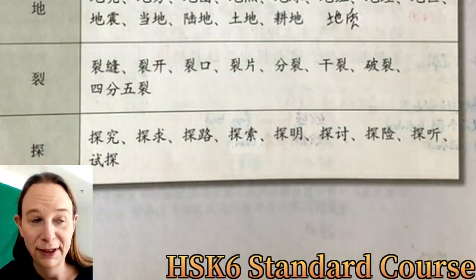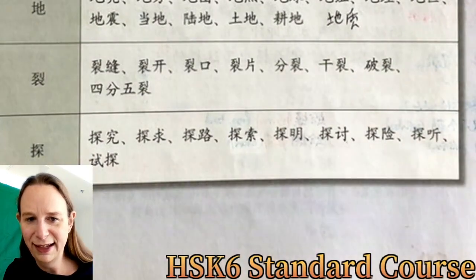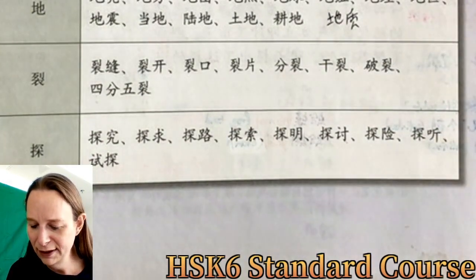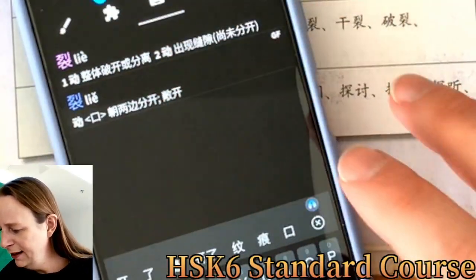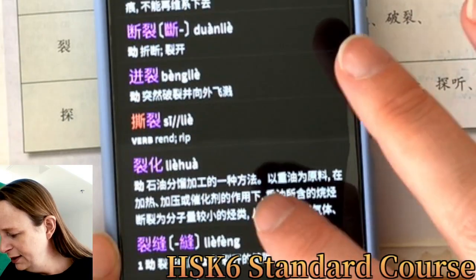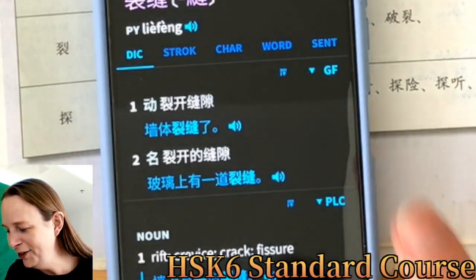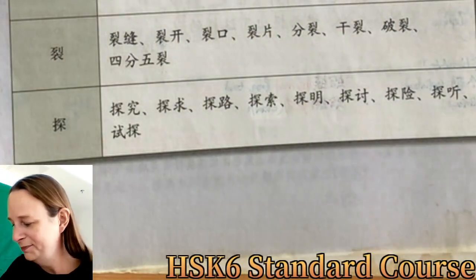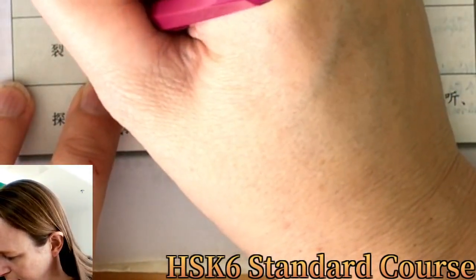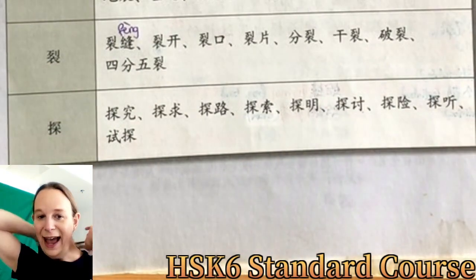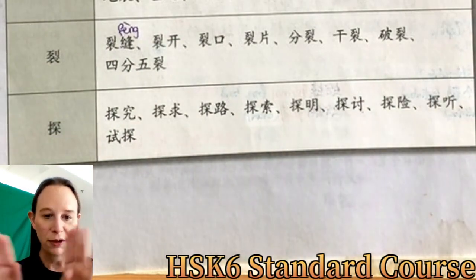裂缝. Is it 缝? Second tone or 风? 裂风? No, it should be first tone, right? 裂风. 裂, maybe I can just do it here. 裂风. 裂风. Fourth tone. Okay, I was completely wrong. 风. 缝 is a crack or a gap in between two objects.